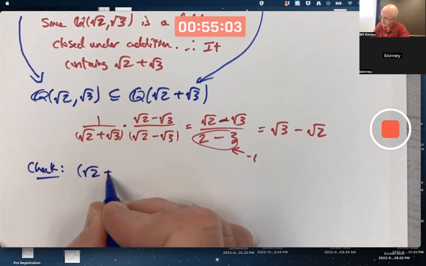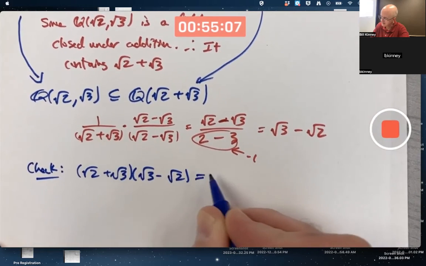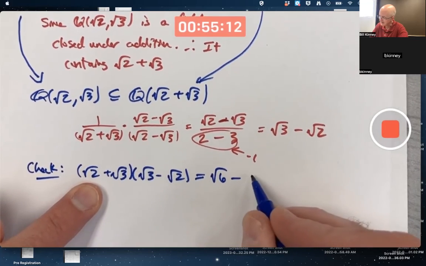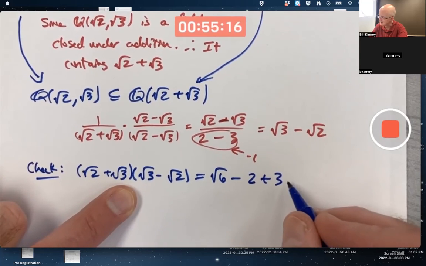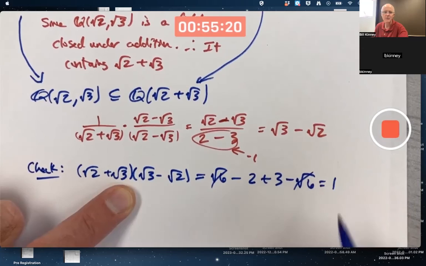Square root of 2 plus square root of 3, times square root of 3 minus square root of 2. FOIL this out. You get square root of 6 from first times first, then minus 2, then plus 3 from inside times inside, and last times last is minus square root of 6. Those cancel, and it simplifies to 1.